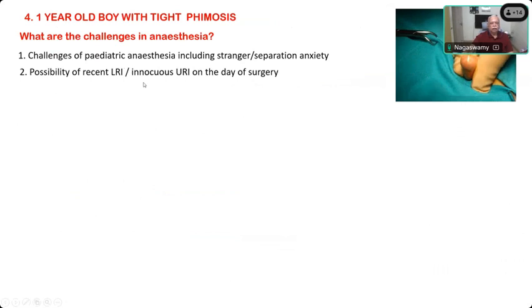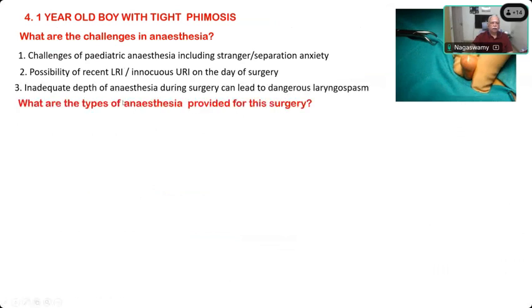And if it is a significant indication of an LRI or a starting of an LRI, it is better to postpone. But if it is an innocuous URI with just a watery secretion from the nostrils, which happened after crying, you can safely take up the child after making sure that there are no lung signs by auscultation. So this is the very common question they will ask you.